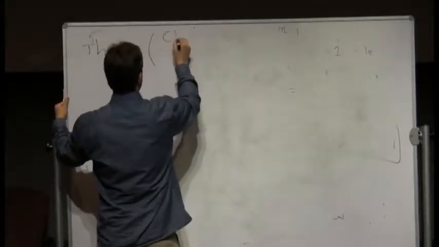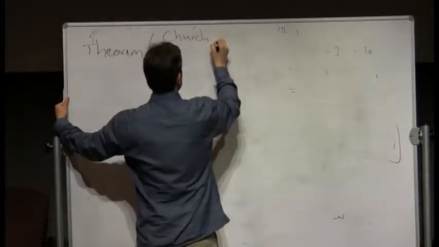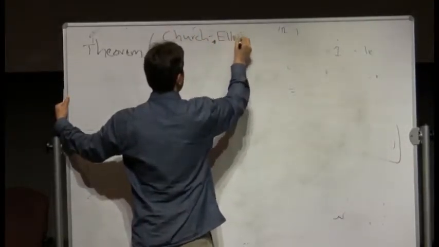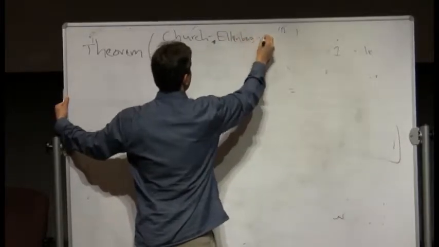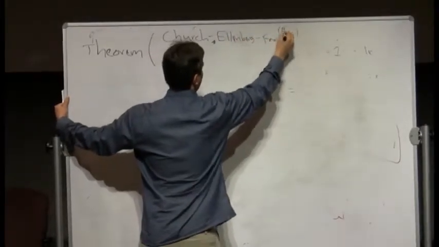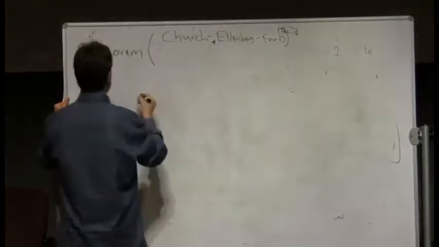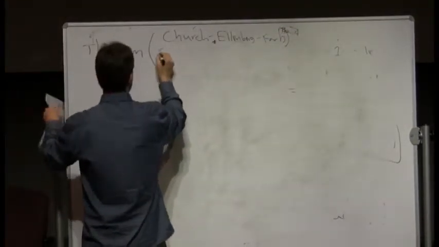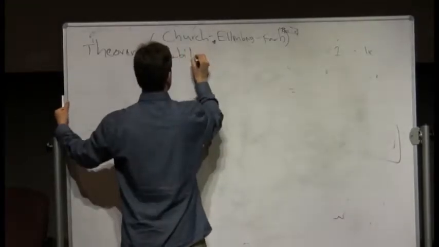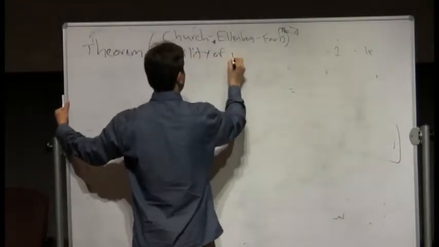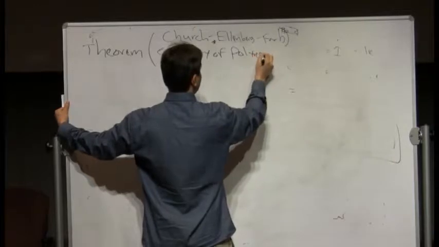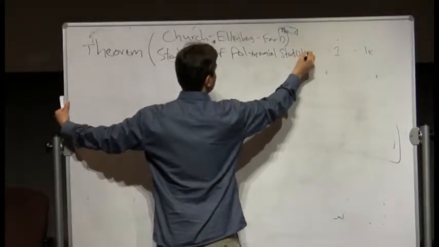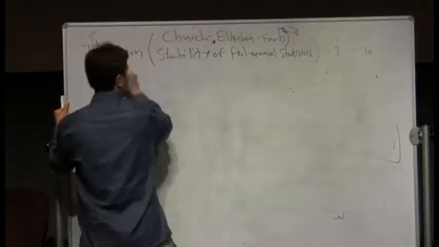This is Church-Ellenberg and Farb. Sorry, I think it's fake humility to do the F. We call it the stability of polynomial statistics. And here's the general form of the theorem.